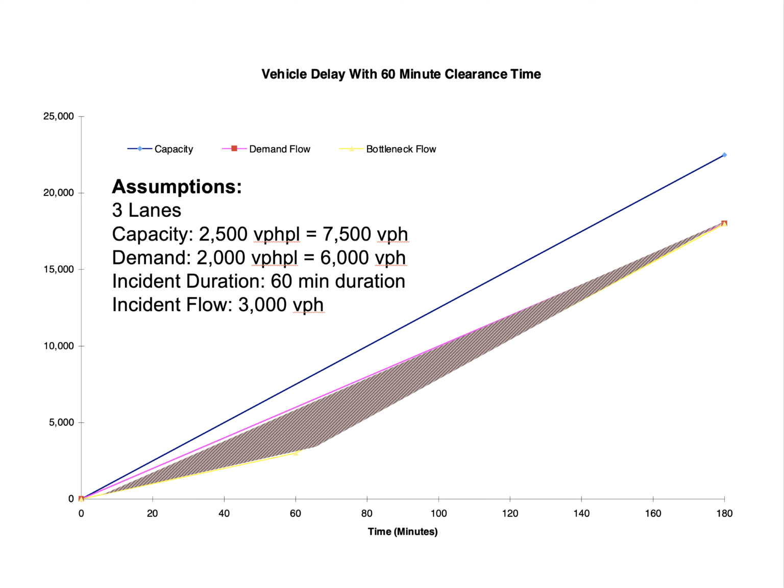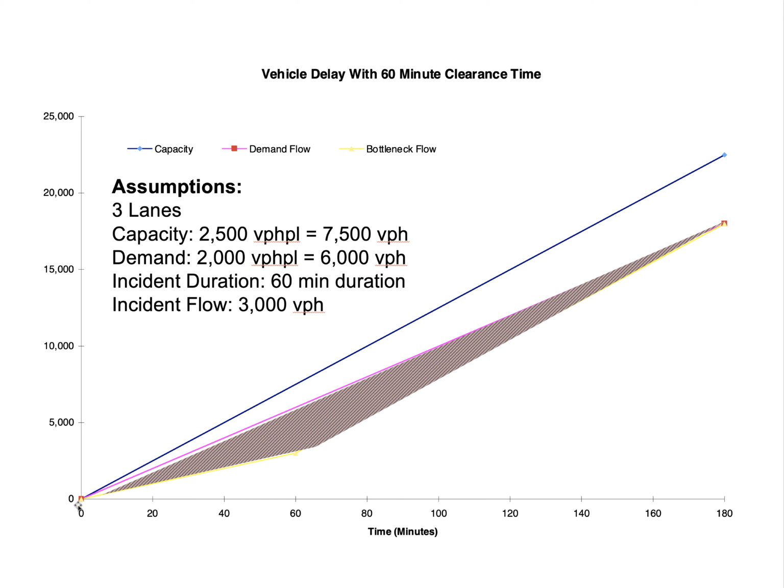The pink slope, this is an N-T curve where the y-axis is the cumulative number of vehicles and the x-axis is time, and traffic is flowing at the slope of the demand flow, which is lower than the capacity flow. I'm just showing this blue curve here for reference. So traffic is actually flowing at the pink slope of 6,000 vehicles per hour. That's a little bit lower than the capacity.